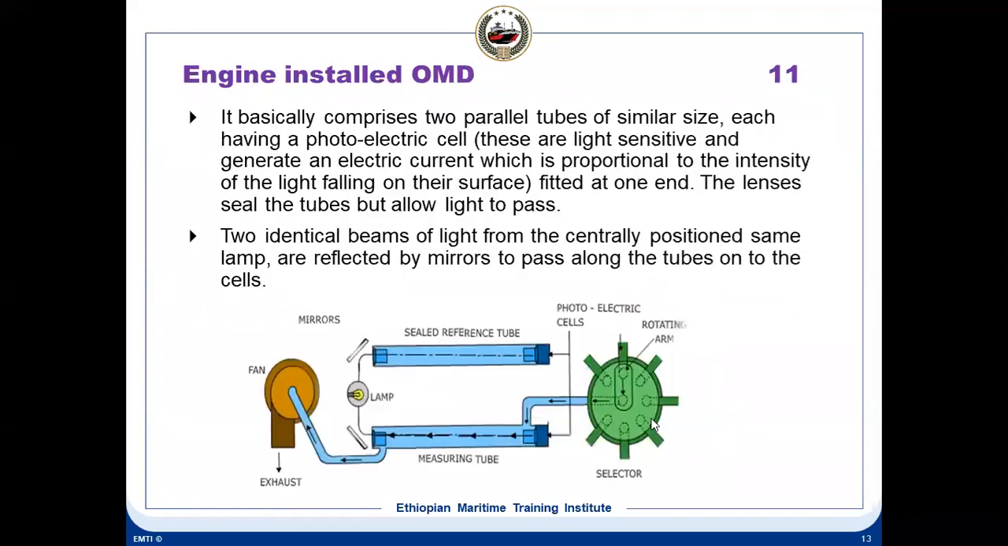This is the same one I will show you with one diagram here. So it basically consists of two parallel tubes, each having photo cells, which are light sensitive and generate an electric current proportional to the intensity of the light. So the photocell gives an output in electric current, and that is proportional to how much light is falling on it. The lenses seal the tubes but allow the light to pass.